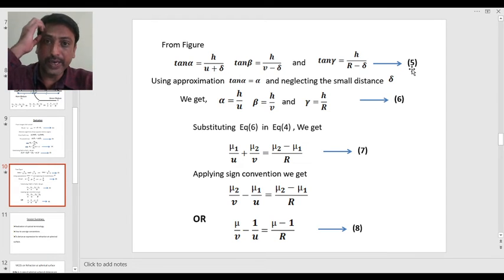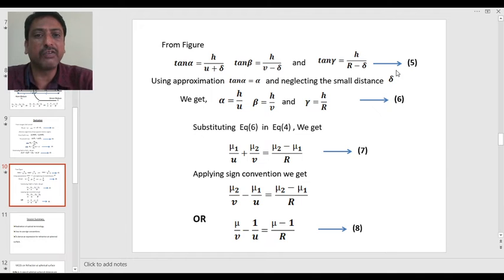Again here, using an approximation that tan alpha is equal to alpha, since alpha is very small, I can take tan alpha equal to alpha only, and the distance delta, as I told you, is very small, so it can be neglected. By neglecting delta and taking tan alpha equal to alpha, equation 5 will now become: alpha is equal to h divided by u, beta is equal to h divided by v, and gamma is equal to h divided by r. So substituting this equation 6 in equation 4, and after simplification we are going to get equation 7, that is mu1 divided by u plus mu2 divided by v is equal to mu2 minus mu1 divided by r.